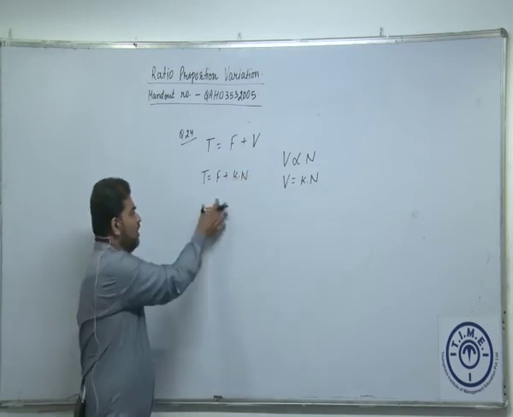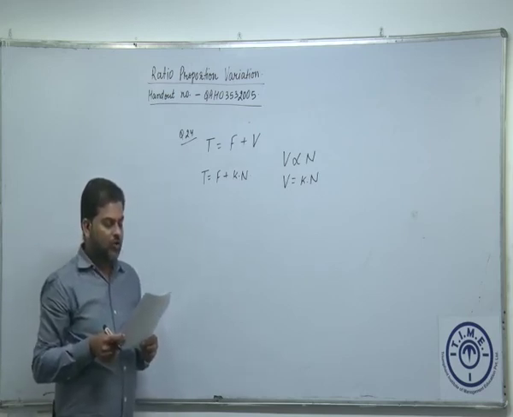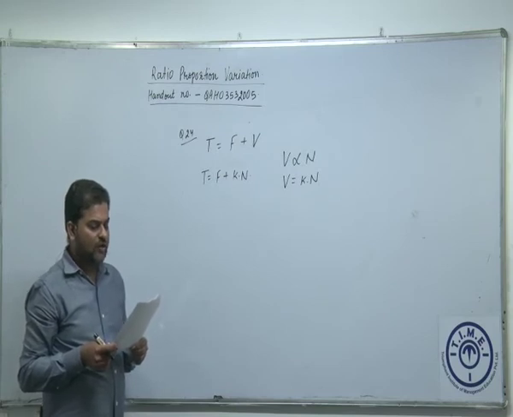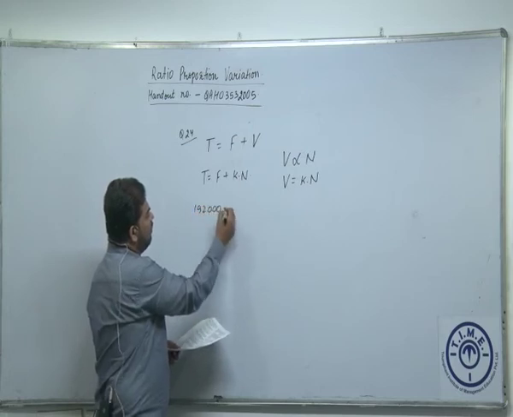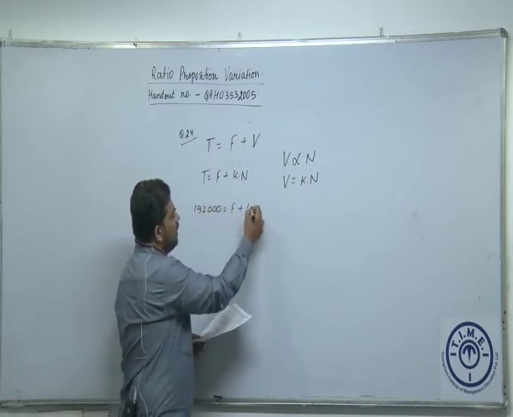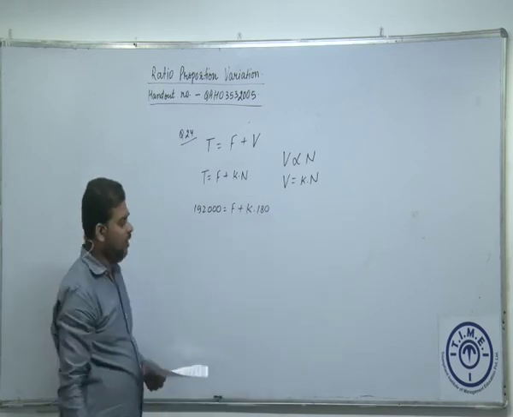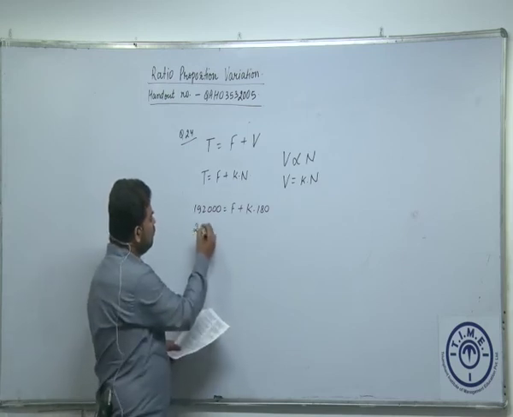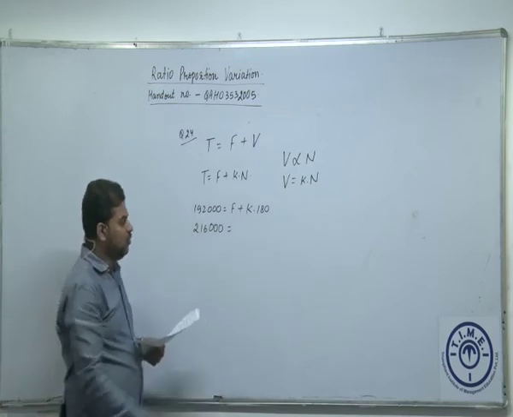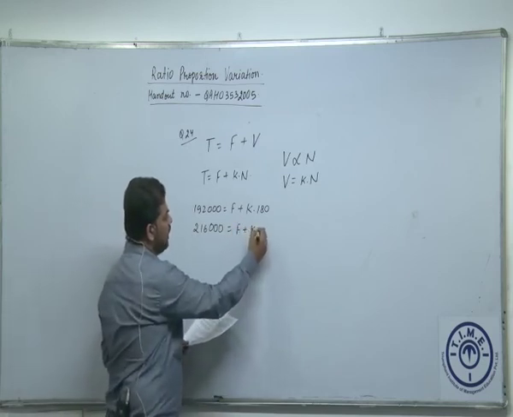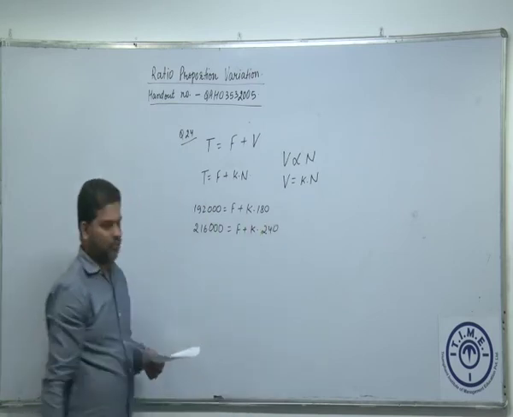Okay. What other information is given? Let us read. It says when it had 180 occupants, its total expenses was 1,92,000. So can we write 1,92,000 must be equal to F plus K into, what is the total number of occupants in this case? 180. Okay. Second equation can be made like this: 2,16,000. That should be equal to F plus K into, how many occupants were there? 240 occupants, right? 240 occupants.